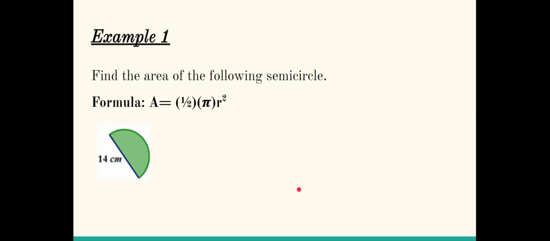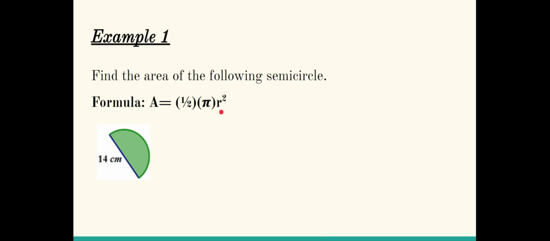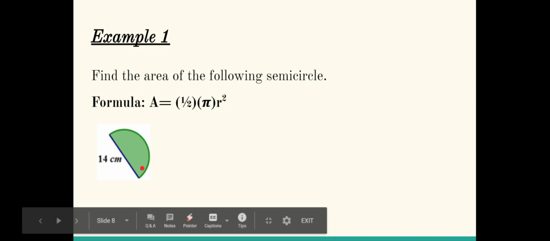All right, let's get down to it. Example 1, find the area of the following semicircle. Now remember, a semicircle is really just a half circle. Here we have a half circle that has a diameter of 14 centimeters. If we head over to our formula, once we get to radius, we have to keep in mind that our radius is half of our diameter, which would give us a radius of 7 in this case.